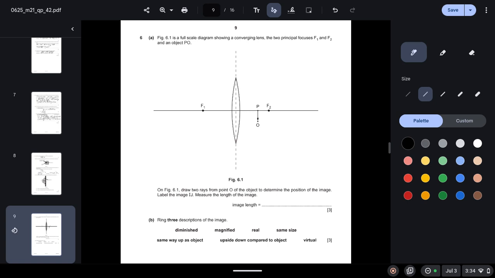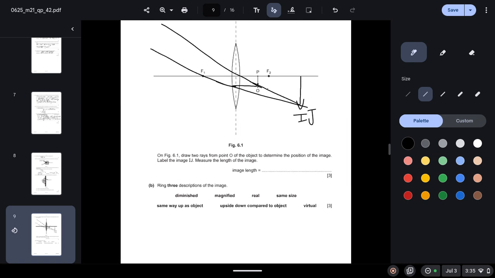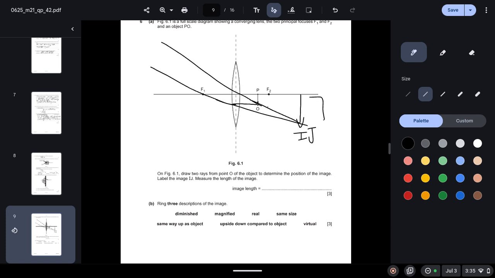So we know that there are two rays. One passes through the top of the object through the focal point, and one passes through the center of the lens. So like this. So they will meet somewhere over here. This will be your image IJ. So you will use your scale to measure this length, which will be the length of the image, and this should be approximately somewhere around 2.4 to 3.6 centimeters.